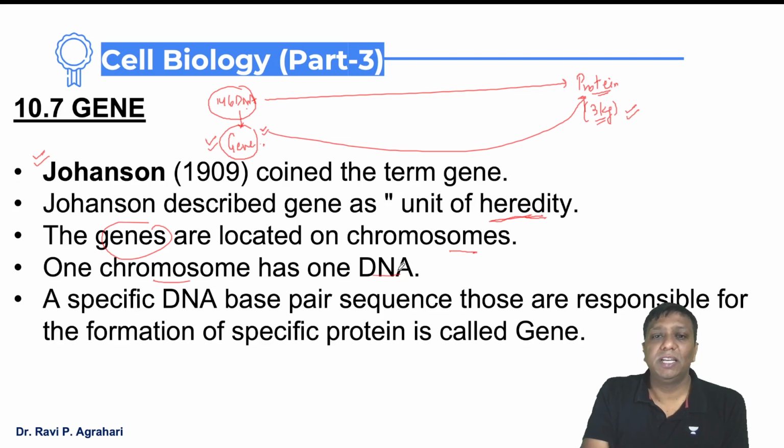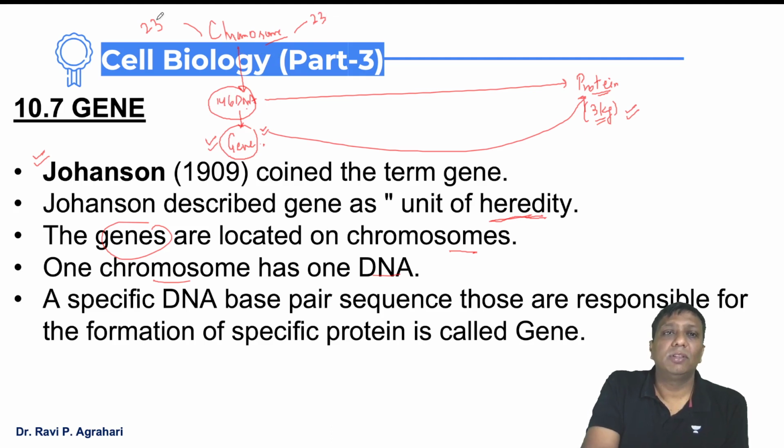One chromosome has one DNA. The picture is very clear. Again, I repeat, your father and mother have given you chromosomes: 23 chromosomes from the father's side and 23 from the mother's side. Within the chromosome there is DNA, so 23 chromosomes have 23 DNA, and another 23 chromosomes have 23 DNA. That is why you got a total of 46 DNA from your parents.